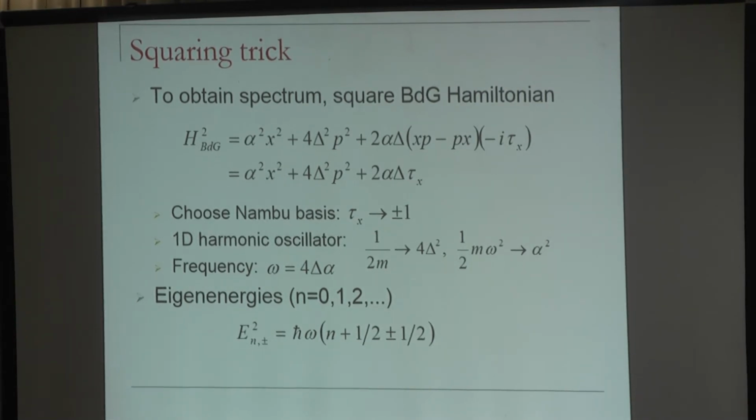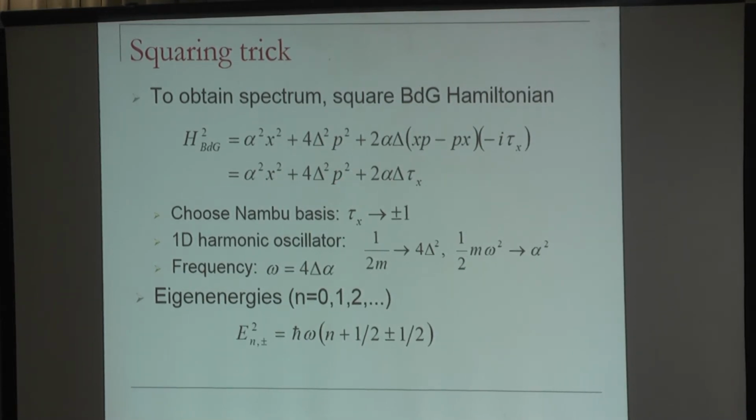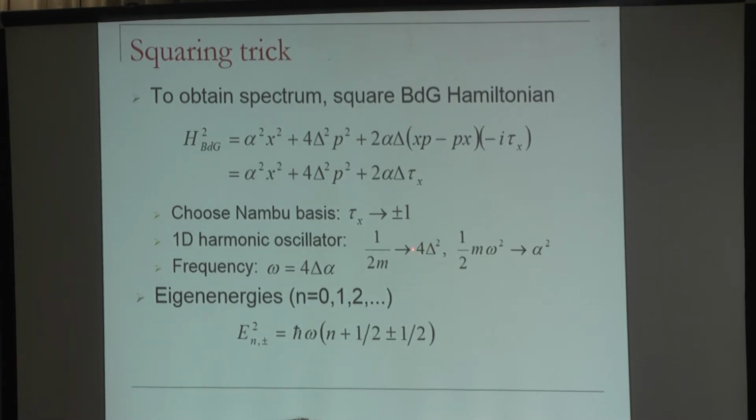So you can choose your Nambu basis as eigenstates of this tau x matrix, so this will just be plus or minus 1 in this choice. So H squared will be alpha squared x squared plus the momentum operator squared plus or minus 2 alpha delta. And this is just a constant shift. We have p squared with some mass, 1 over 2m is identified with 4 delta squared, and we have an x squared term. So this looks like a one-dimensional harmonic oscillator.